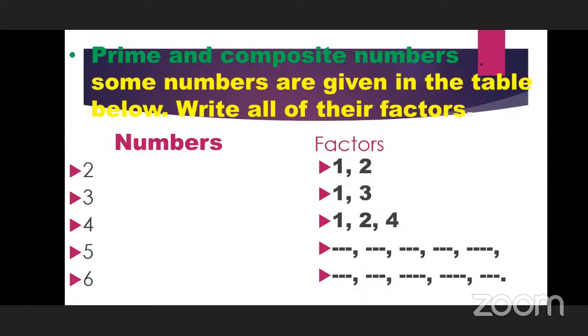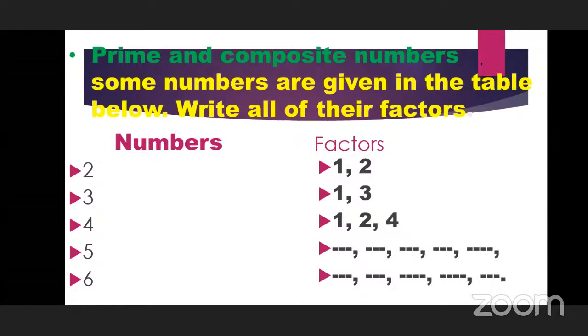So here, students, some numbers are given in the table below. Write all their factors. See below, in the first column, numbers, and in the second column, factors. The numbers given are 2, 3, 4, 5, 6. The first three examples are already solved and given to you.